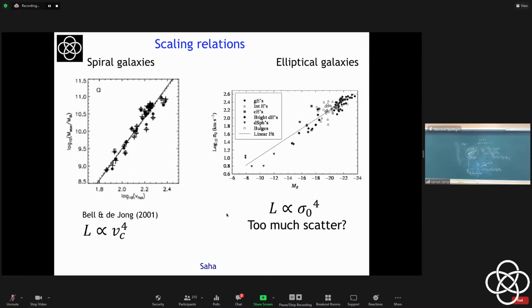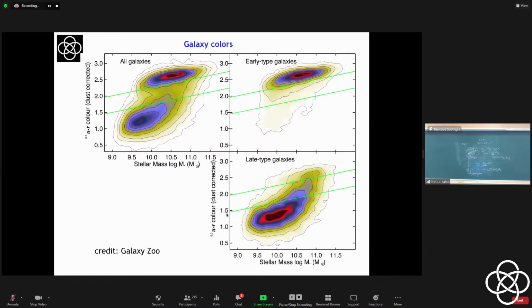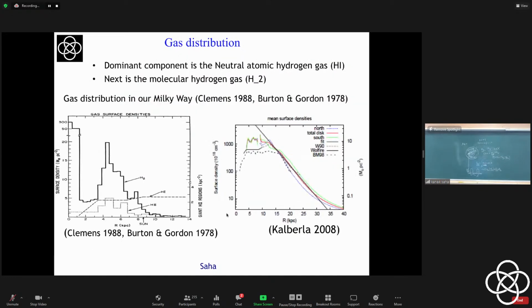Okay, so let's keep this part now. I wanted to get to this plot, and then I stop here.